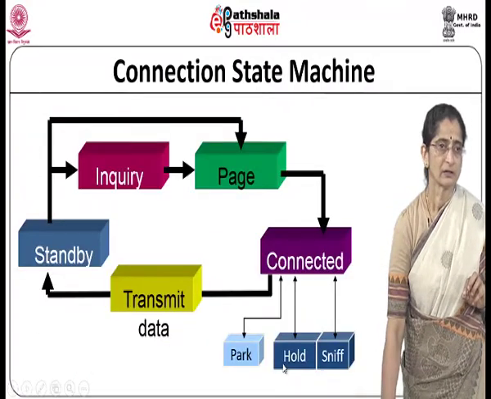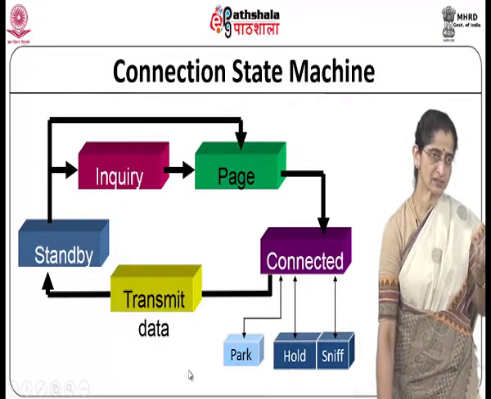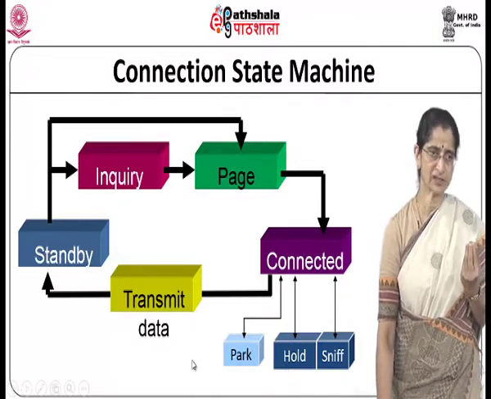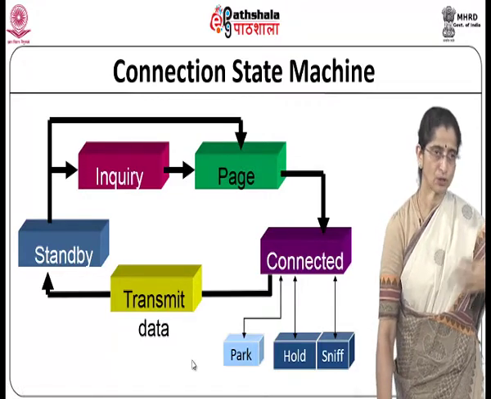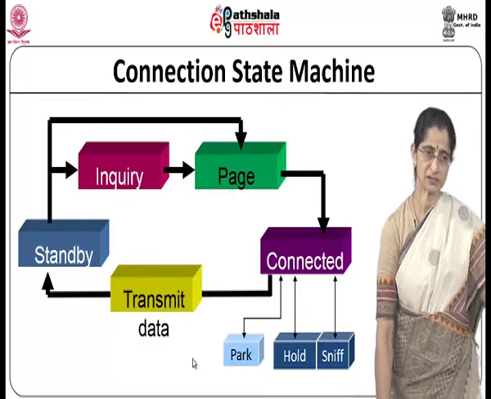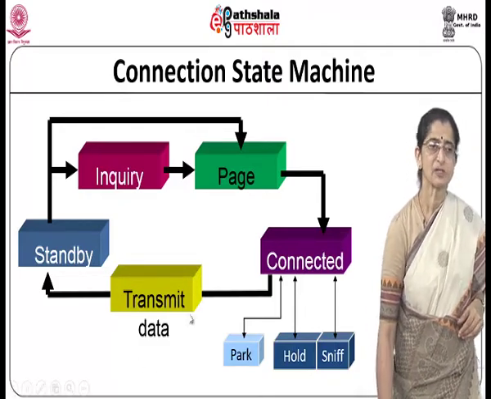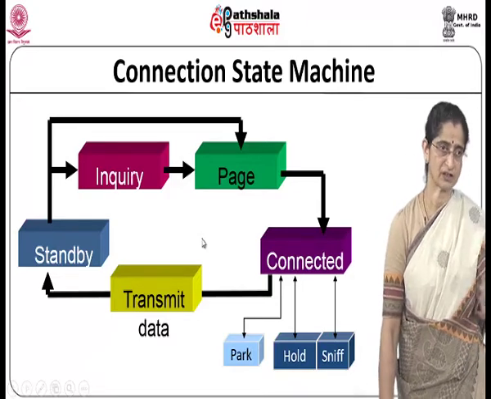If you look at how the connection is established, there is an interesting state machine that is used to control how the master and the slaves talk to each other, how they discover each other, how they connect to each other and start sending data. You can see that these are various states. There are many other substates also which are used along with this.